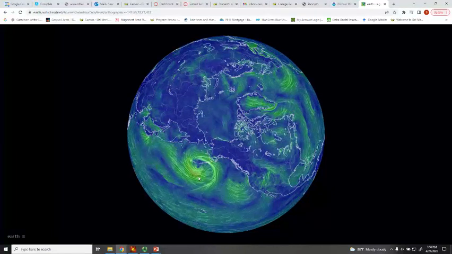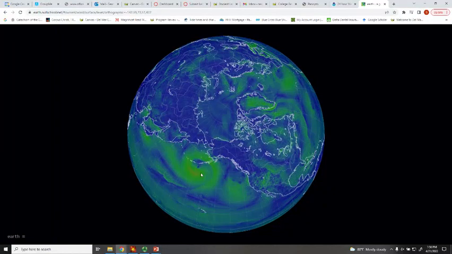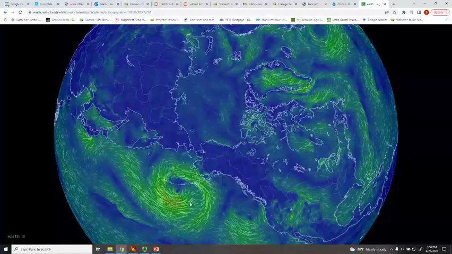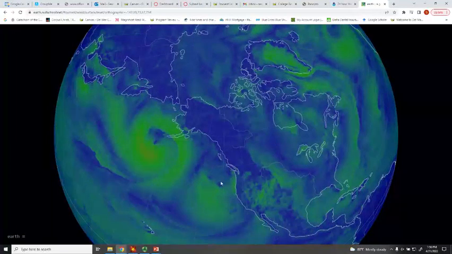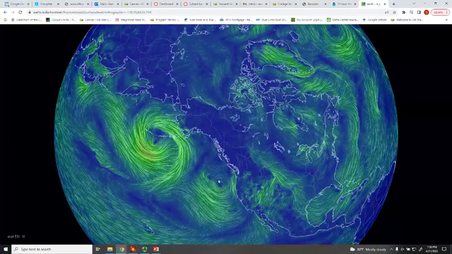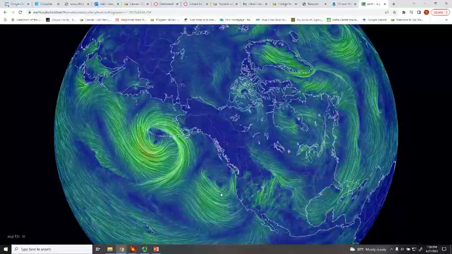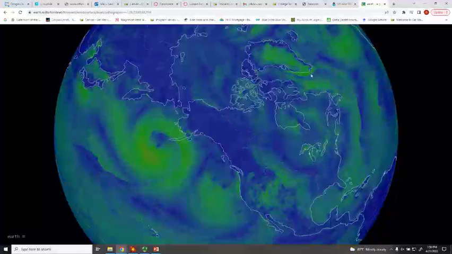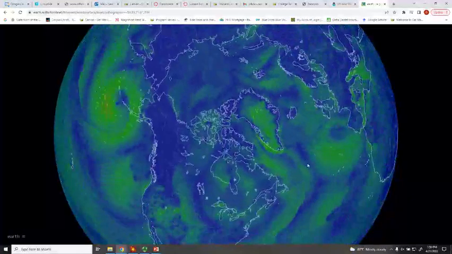So is that a low pressure system or a high pressure system? Well, that would definitely be a low pressure system. Over here, what about this guy right here? Still a low pressure system because it's rotating counterclockwise. Let's see if I can find a high pressure system anywhere.